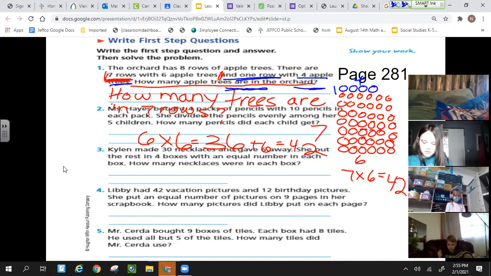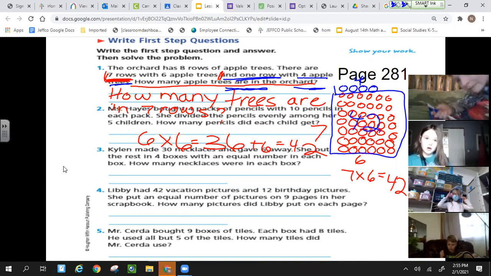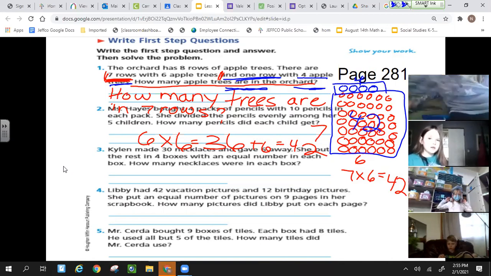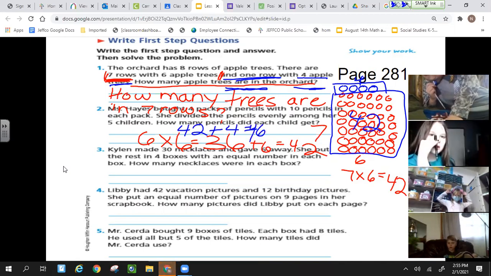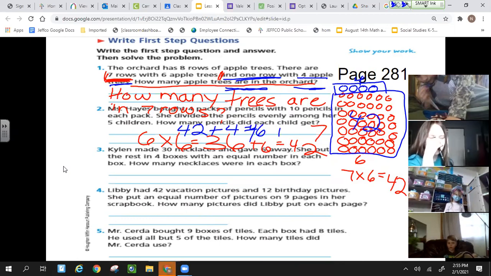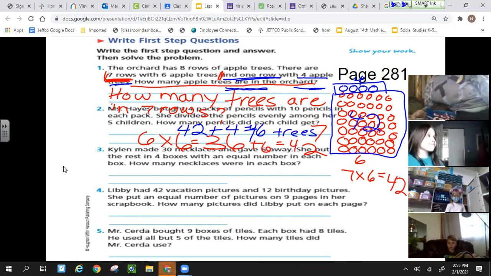If this is 42 here, right? This is 42, and we have 4 here. How many is that all together? How am I going to figure that out? 46. How do you know? What are you doing? I'm adding 4 more. 42 plus 4 equals 46. 46 trees, right? 46 trees.